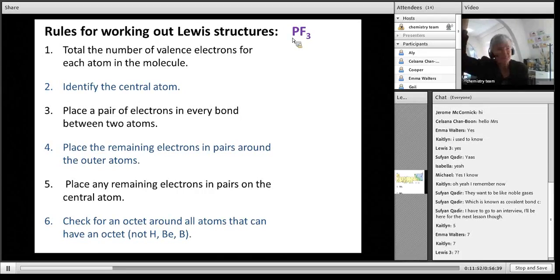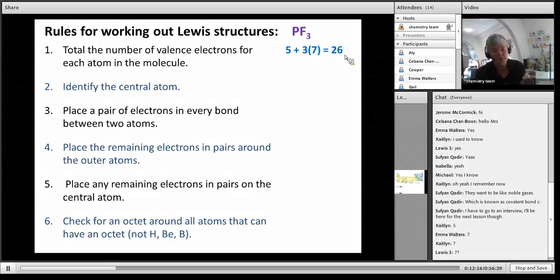Yes, 7. So I've got 1 phosphorus, so it's 5 from the phosphorus, and I've got 3 fluorines, so it's 3 times 7, 21. So overall, I'm going to have 26 electrons. So 21 from the fluorine and 5 from the phosphorus gives me 26 electrons. So my final Lewis structure must show 26 dots.